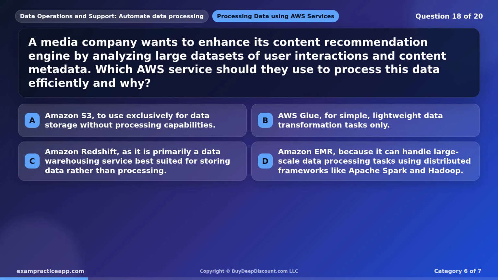Option A. Amazon S3, to use exclusively for data storage without processing capabilities. Option B. AWS Glue, for simple, lightweight data transformation tasks only. Option C. Amazon Redshift, as it is primarily a data warehousing service best suited for storing data rather than processing. Option D. Amazon EMR, because it can handle large-scale data processing tasks using distributed frameworks like Apache Spark and Hadoop.